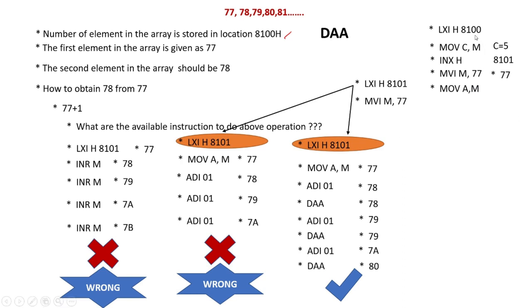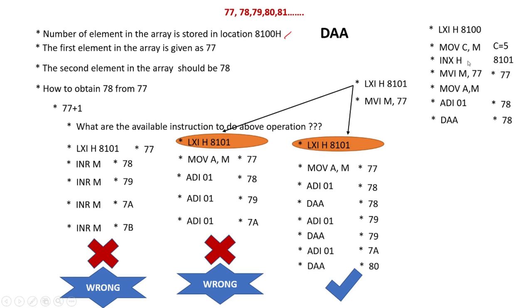Now the content of 8101, which is 77, is available in the accumulator. So now we can add 01. After adding 01 with 77, the content of the accumulator becomes 78. Now we can use DAA, nothing will change. The content of the accumulator is still 78. This result we need to save into location 8102. How to save this result into 8102?